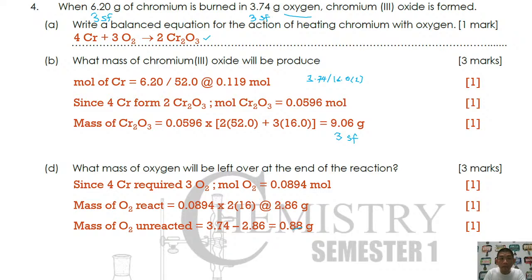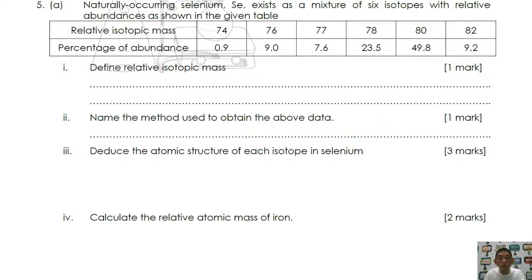Then we go to the next question, which is question number 5. Naturally occurring selenium exists as a mixture of 6 isotopes with relative abundance as shown in the given table. So you have different relative isotopic masses, 74, 76, 77, 78, 80, and 82, with different percentage abundance. And number 1, define relative isotopic mass.